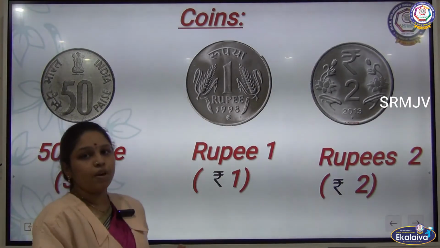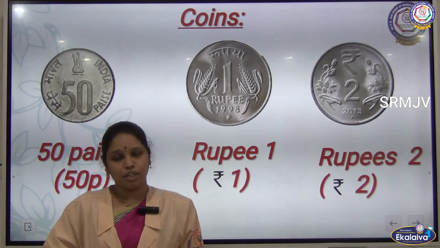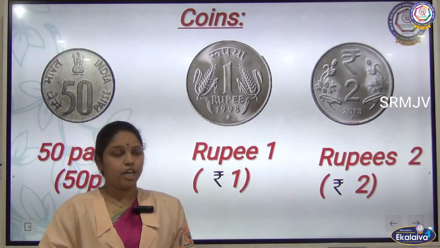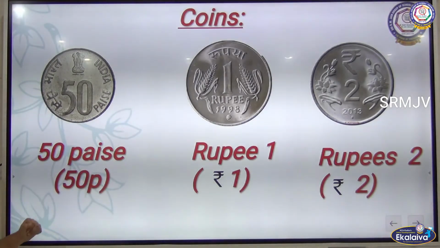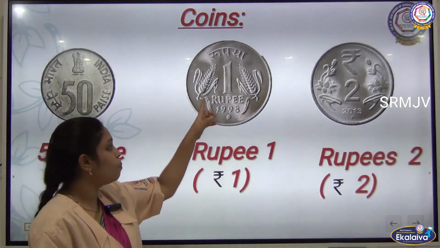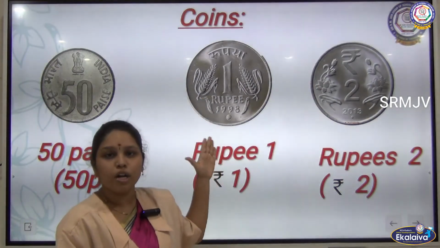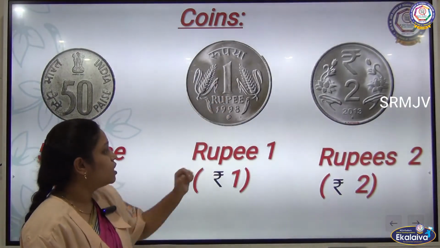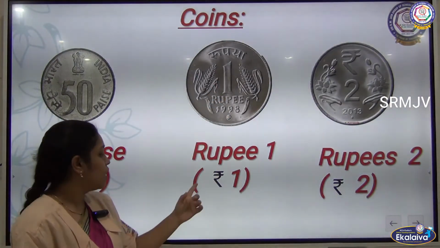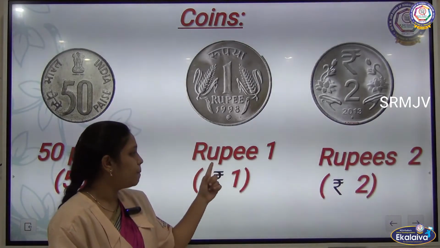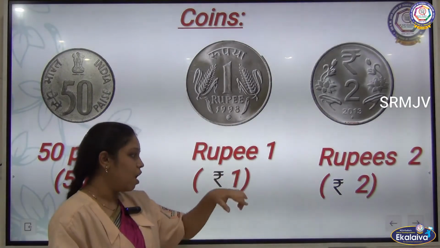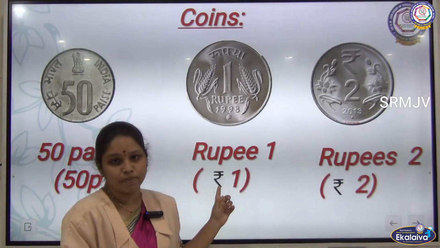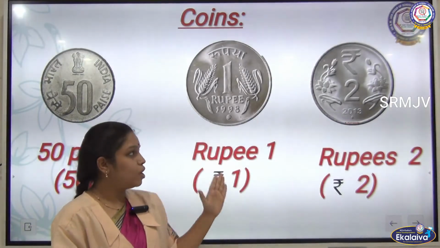But nowadays we are not using 50 paisa in our country. It was banned in our country. This is a 1 rupee coin. In this coin we have the number 1. So it is a 1 rupee coin. We can write it with the spelling R-U-P-E-E, rupee 1, or you can use the rupee symbol. This is 1 rupee.